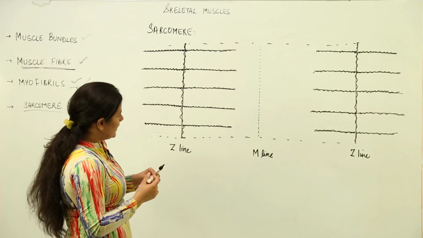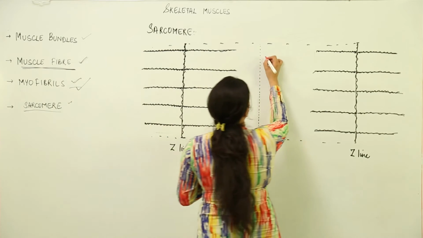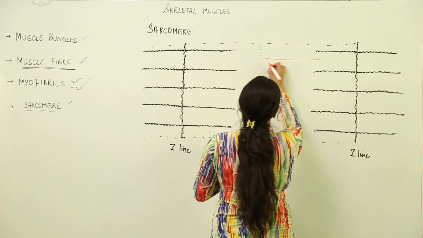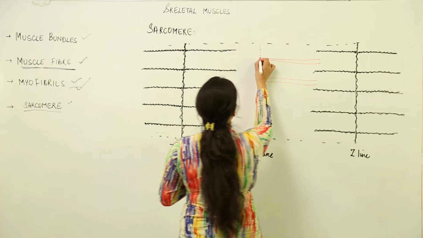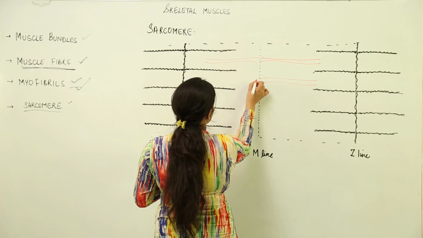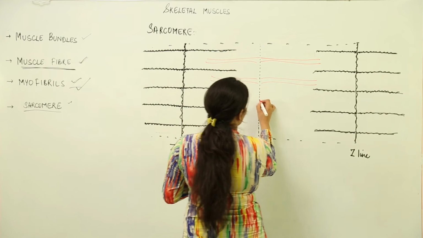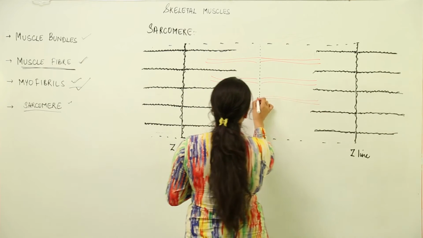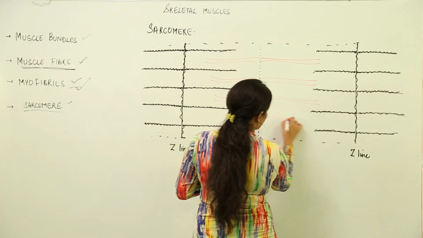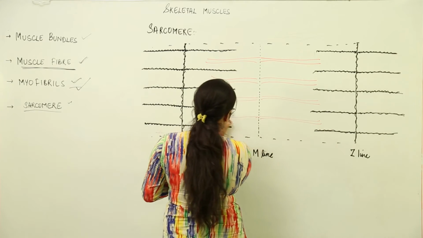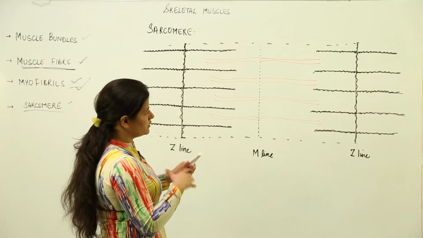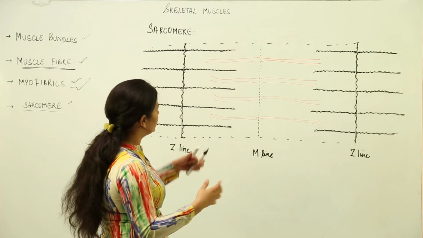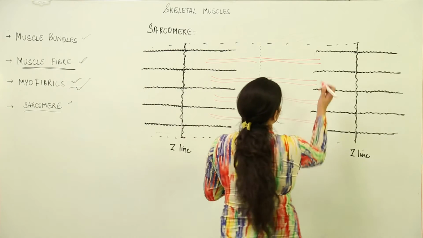Now, from this M line, it is important to note that there is stretching of myosin filaments to both sides, just like actin was attached to the Z line. The alternate arrangement that we had discussed is present. These are long filaments which are going to bring contraction and relaxation. Something is dark, something is light. That is known as the sarcomere.